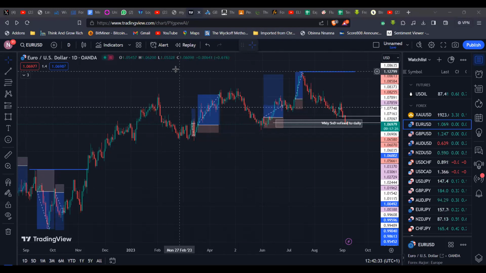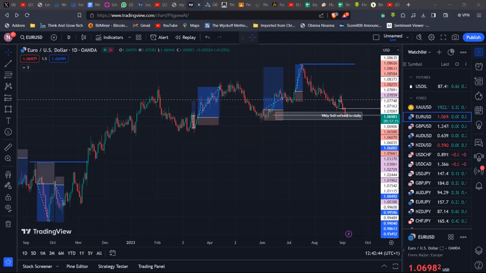So let me go back to the schematic, because I want us to just quickly look at the schematics. Okay, so this is the price cycle that Wyckoff described. Basically there is the accumulation, there's the actual markup, there's the distribution, and then there's the markdown.